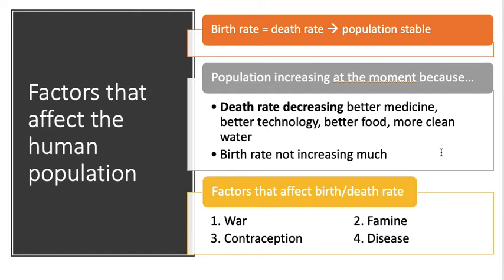If anything, our birth rate is declining, certainly in the developed world, but we are having an impact on our death rate because of better medicines, better technologies, certainly better food, and more clean water in more different parts of the world. So if we are hitting that death rate and decreasing it, then overall our population is increasing. So what are the factors that affect the birth or death rates? We're going to look at 4 of them. We're going to look at war, famine, contraception, and disease.